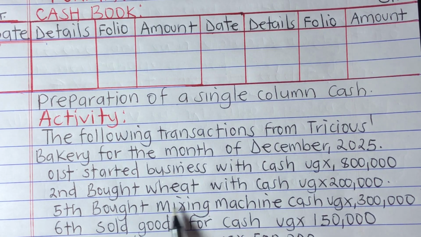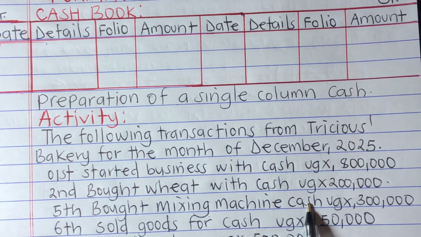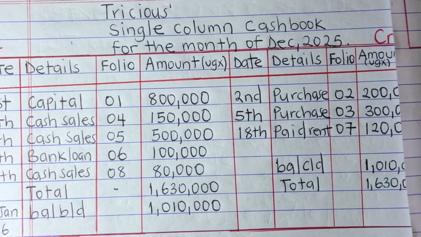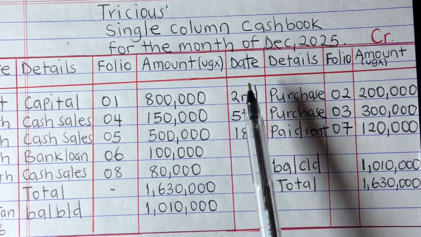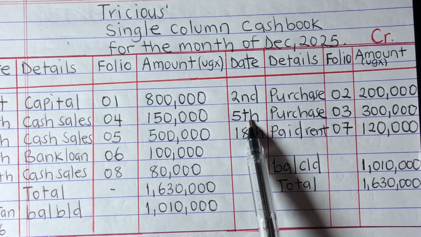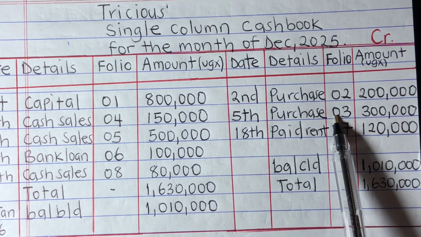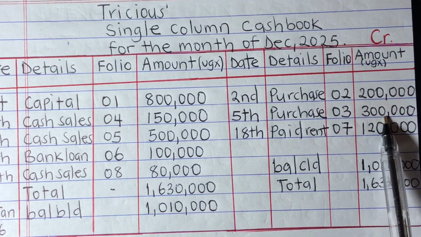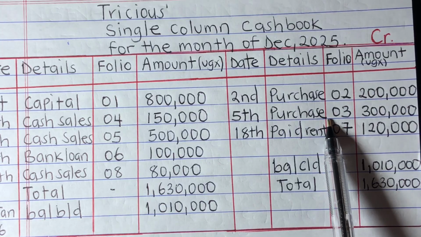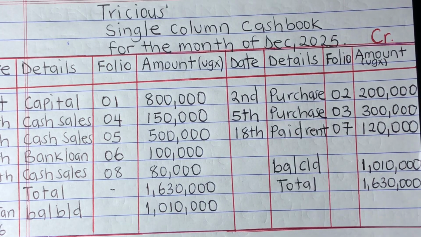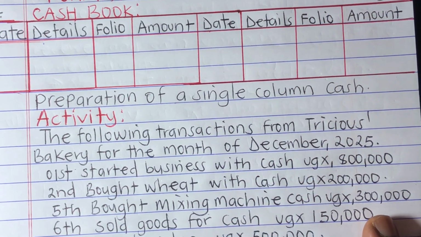So 5th, we post this on the credit side of the single column cash book because it is a purchase. So we record it like this. So 5th, you come and record it here. 5th under the date column on the credit side. 5th purchase in the details column, and then let's give it as folio number 03, and the amount was 300. Remember, this is a purchase, and the business was spending money out of the business. So we record it on the credit side, as in the left hand side of the cash book. We are done recording 5th.